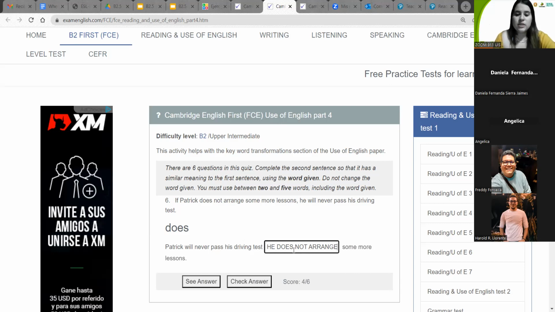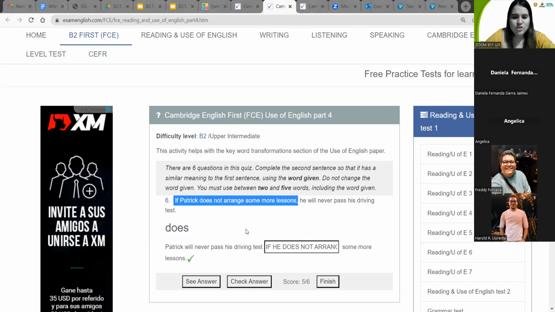So if Patrick does not arrange some more lessons, he will never pass his driving test. Basically, it's the same thing. We're just changing the place, right? The only thing that we did was to switch Patrick for he. It's the same thing, we just changed the position of the sentence, and eliminated the comma.